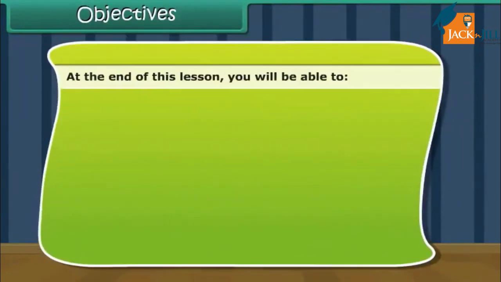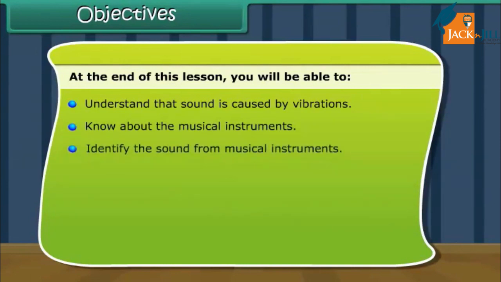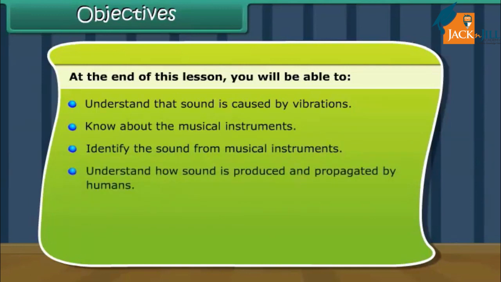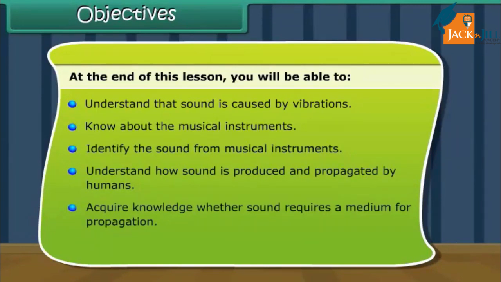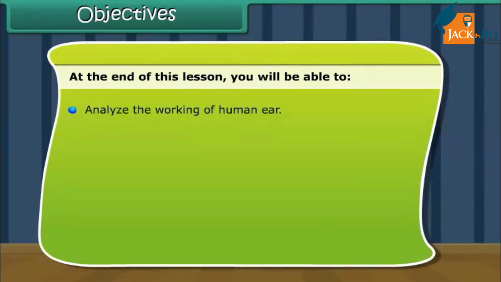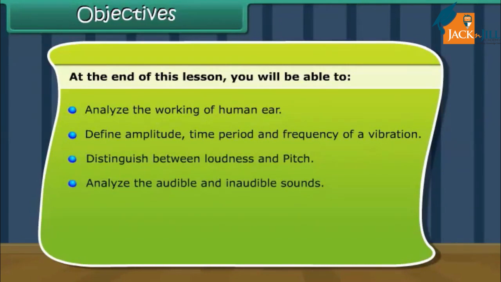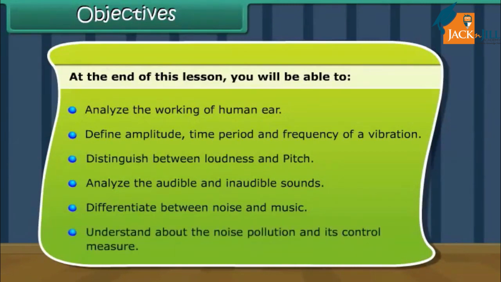Objectives. At the end of this lesson, you'll be able to understand that sound is caused by vibrations, know about the musical instruments, identify the sound from musical instruments, understand how sound is produced and propagated by humans, acquire knowledge where the sound requires a medium for propagation, understand the propagation of sound in liquids and solids, analyze the working of human ear, define amplitude, time period and frequency of a vibration, distinguish between loudness and pitch, analyze the audible and inaudible sounds, differentiate between noise and music, understand about the noise pollution and its control measures.